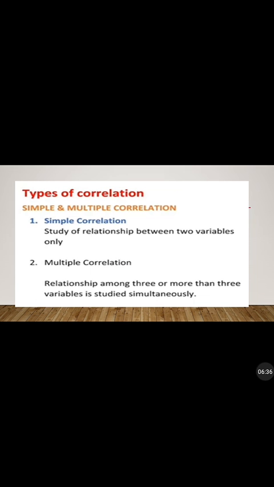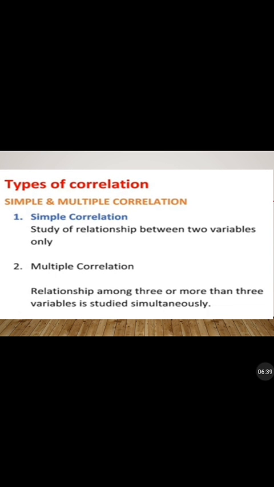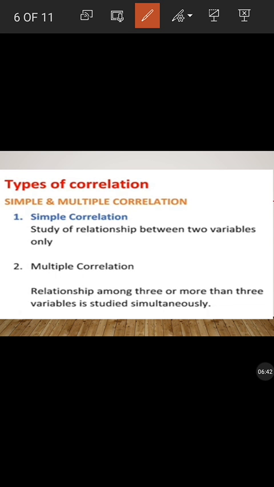The next one is simple and multiple correlation. So what is simple correlation? When we study the relationship between two variables, okay, when we study the relationship between two variables, then that is known as simple correlation. If we study the relationship between three or more variables, then that is known as multiple correlation.